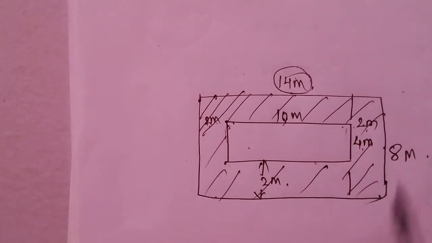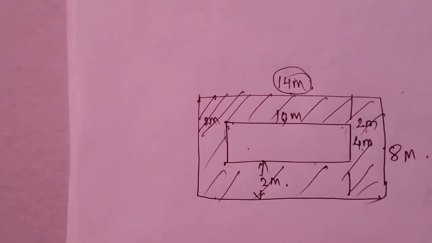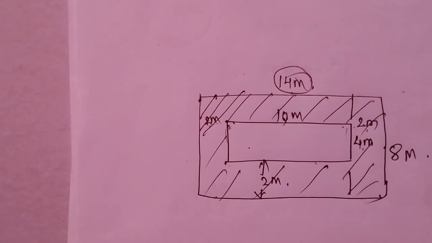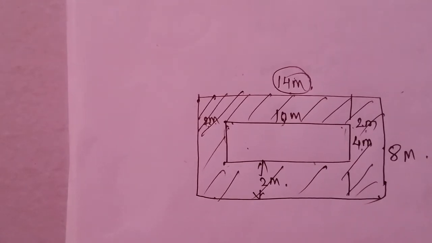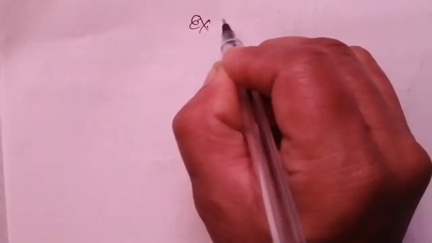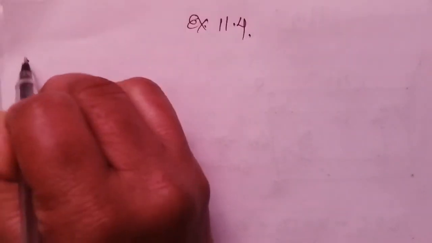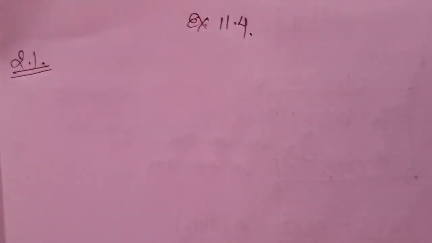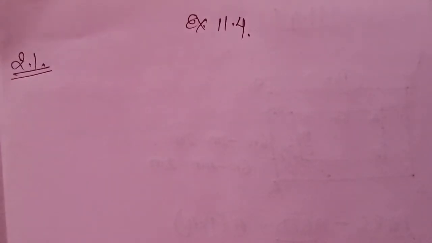Now you have the dimensions for the outer one and the inner one. Subtract them, and you will get the area of the pathway. Now, on the same basis, we are going to solve our exercise 11.4. Shall we start? Now, in exercise 11.4, the first sum says a garden is 90 meter long and 75 meter broad.